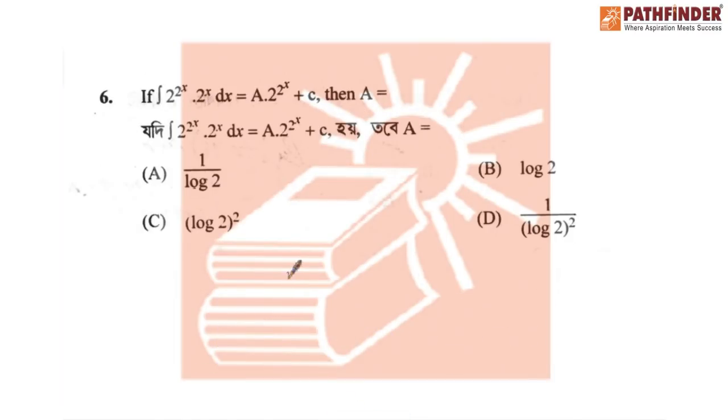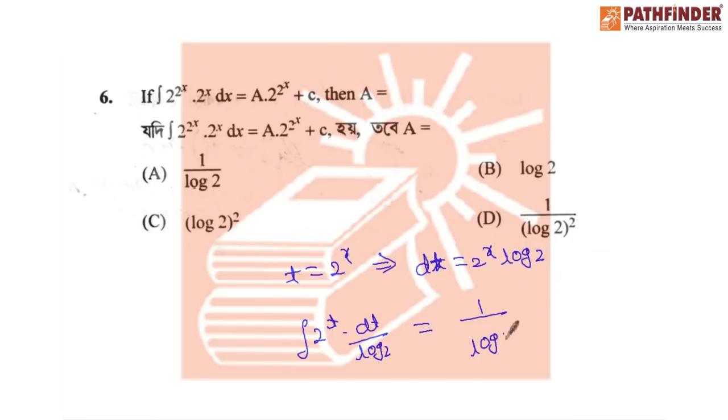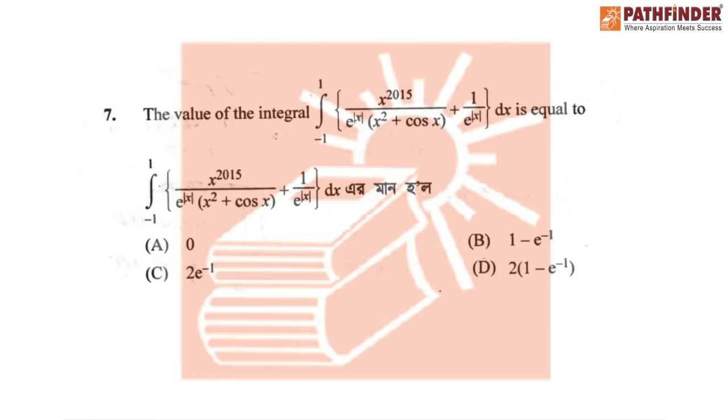So in this integration, we will assume t is equal to 2 to the power x. Now if we differentiate both sides, we get dt is equal to 2 to the power x log 2. If we substitute it here, then finally we will get the integration of 2 to the power t dt by log 2, which finally gives 1 by log 2 whole square, which is given in option D. Now move to the next question, which is question number 7.